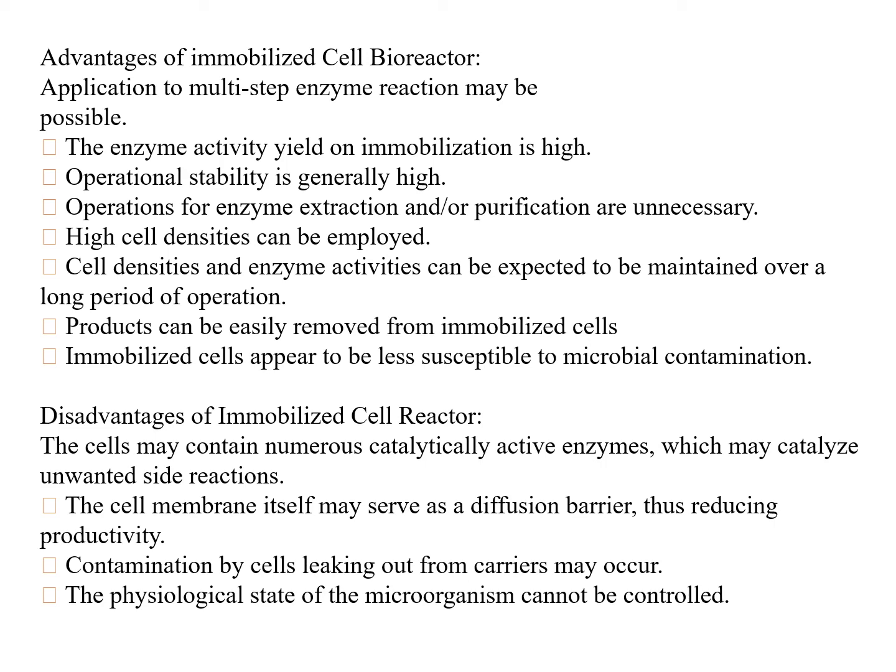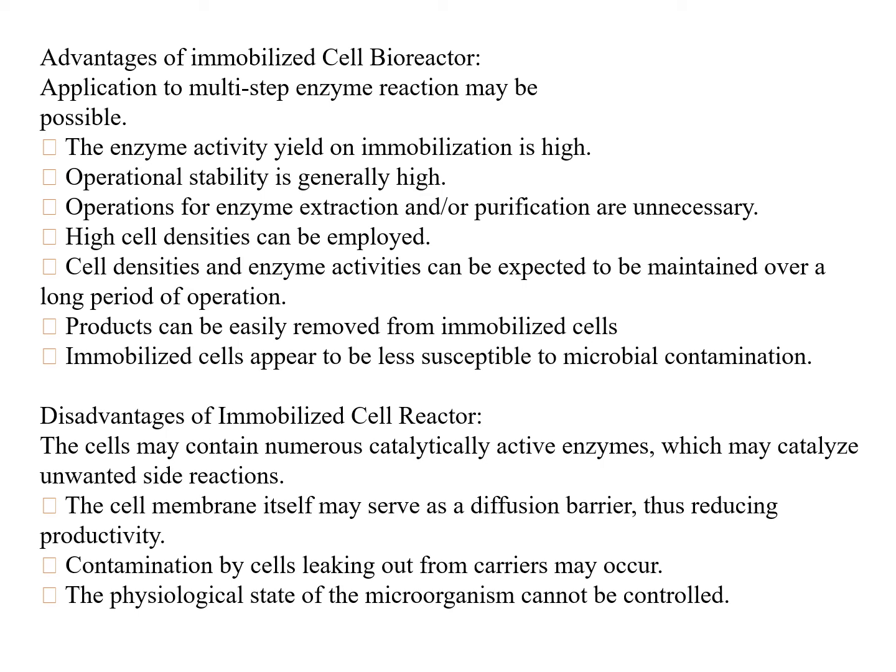The application is multi-step enzyme reaction, which may be possible. The enzyme activity yield on immobilization is very high. This is the first point, because the enzyme has to convert all the substrate into product. For example, within the column, if you are loading the glucose isomerase enzyme and you need the product fructose, you pass the glucose solution on the top and at the bottom you get fructose. The enzyme acts on the glucose and converts glucose into fructose.